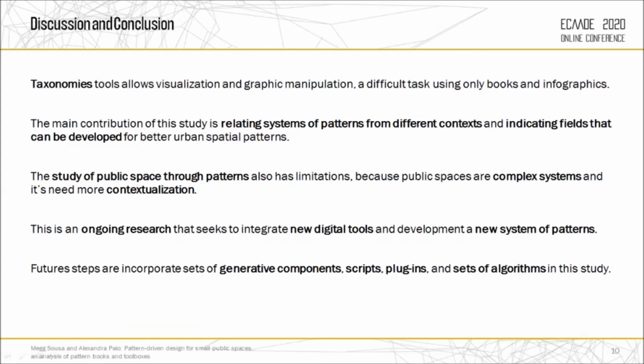We can conclude that taxonomies can help the manipulation, a difficult task to do using just books or infographics. The main contribution is relating these different pattern systems and indicating what can be developed. We need to be careful in using patterns because they can't be decontextualized from the local reality and the complex reality of the cities. And as future steps, we need to incorporate more systems into this taxonomy and new digital tools.